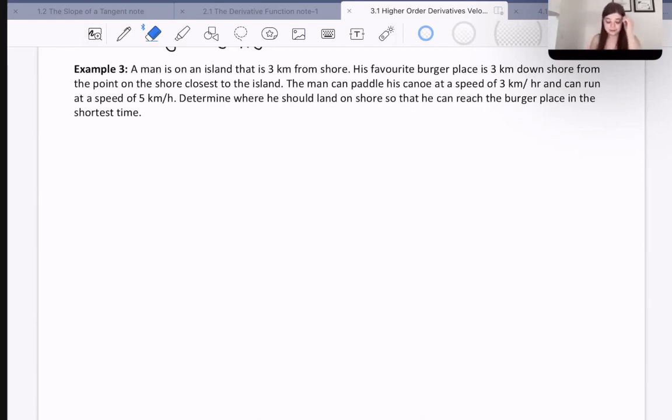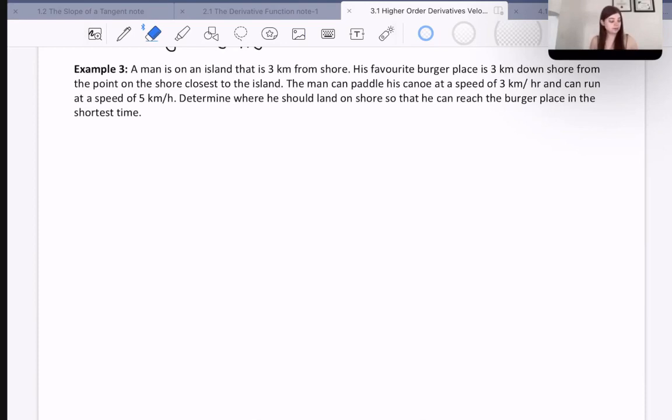All right, this one says a man is on an island that is 3 kilometers from shore. His favorite burger place is 3 kilometers downshore from the point on the shore closest to the island. The man can paddle his canoe at a speed of 3 kilometers per hour and can run at a speed of 5 kilometers per hour. Determine where he should land on shore so that he can reach the burger place in the shortest time.